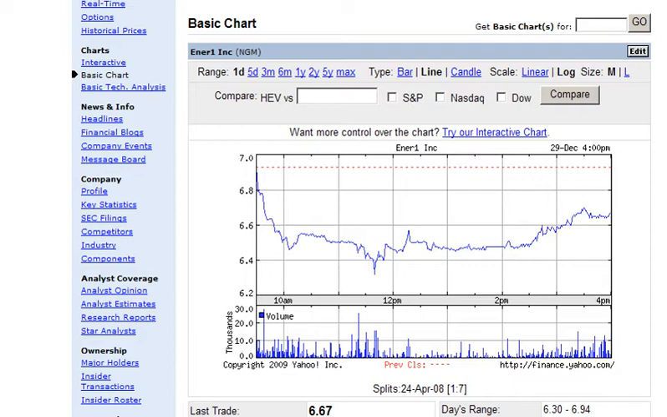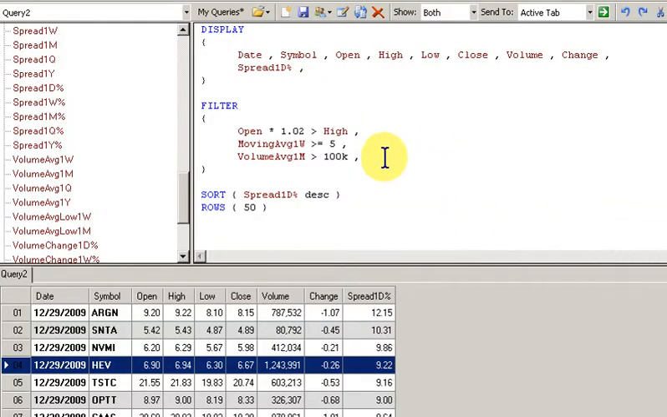Let's say you wanted to have stocks that only ended near their low. So you wanted the open and the high to be near each other, but you only wanted stocks that ended near their low. No problem. By the way, we could turn this around too. We could easily swap this around and say stocks that open near their low and ended near their high.